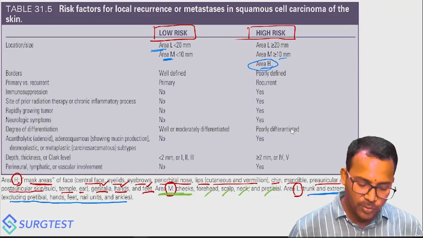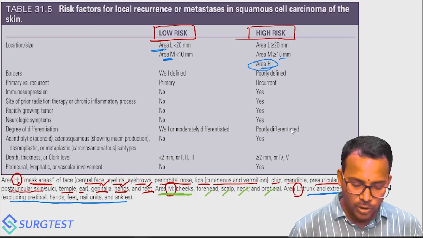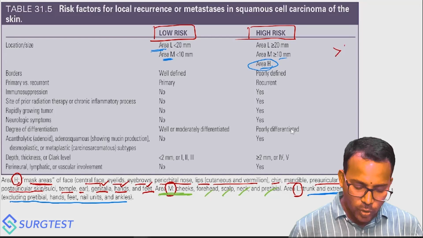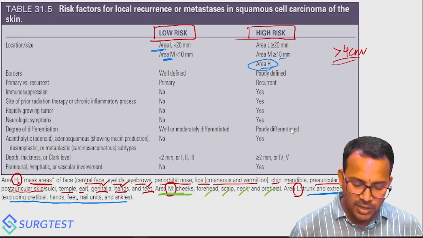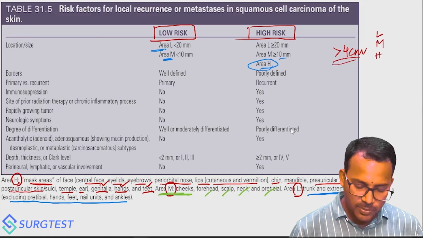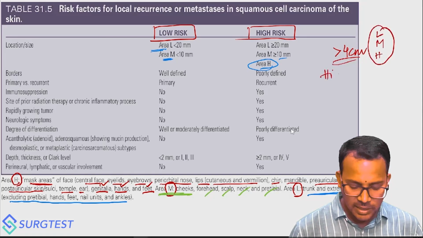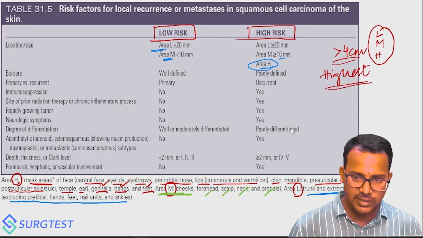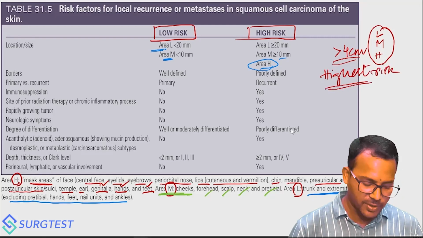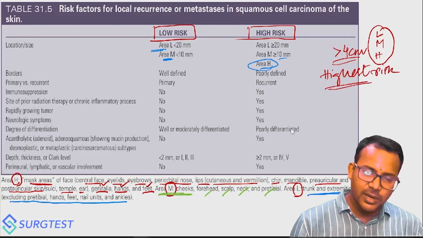One more important point that you have to remember, which has been included in the recent NCCN, is any lesion which is more than 4 centimeters, whether it be L, M or H, is considered highest risk. More than 4 centimeters.